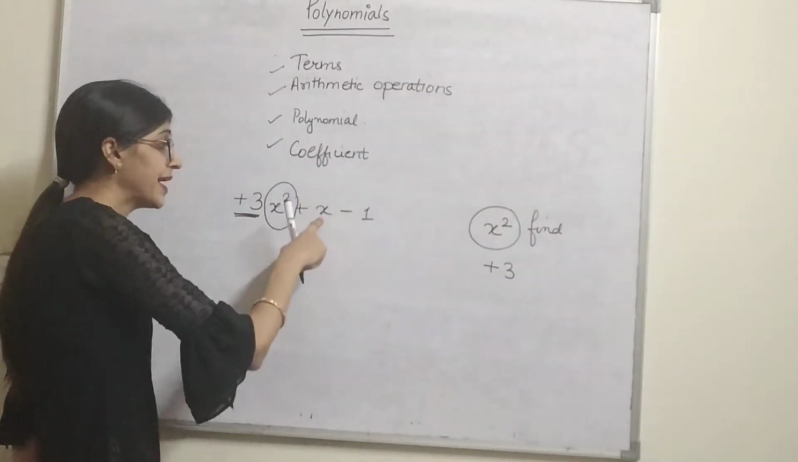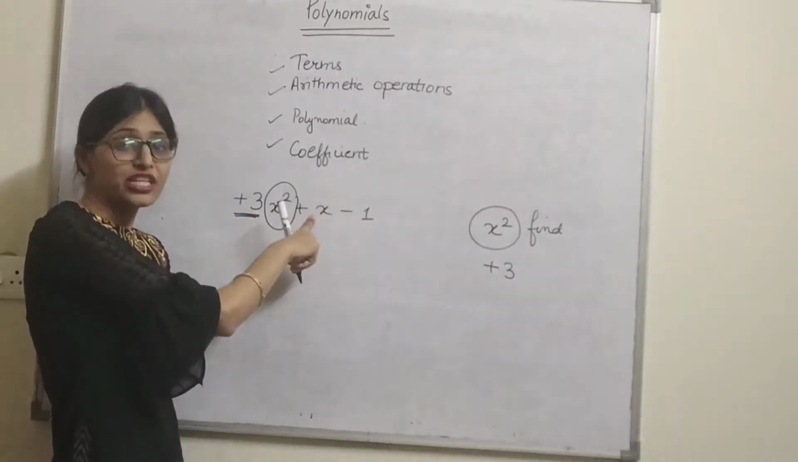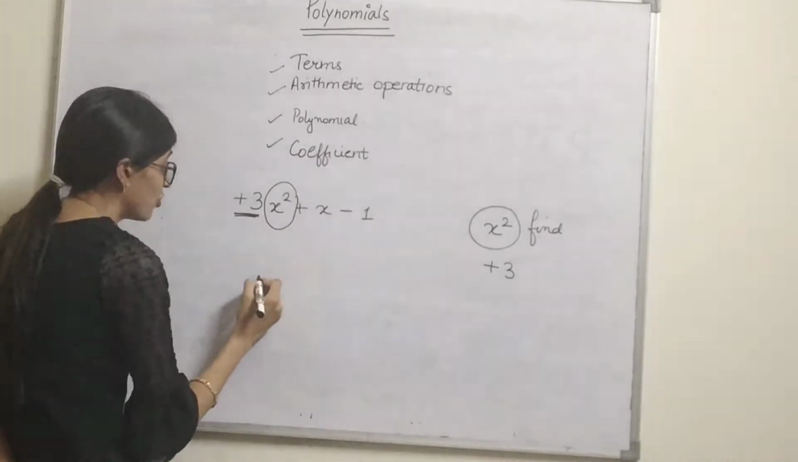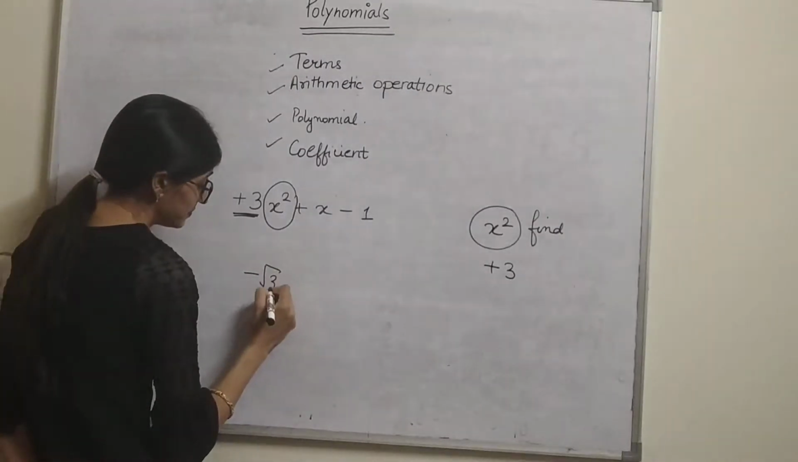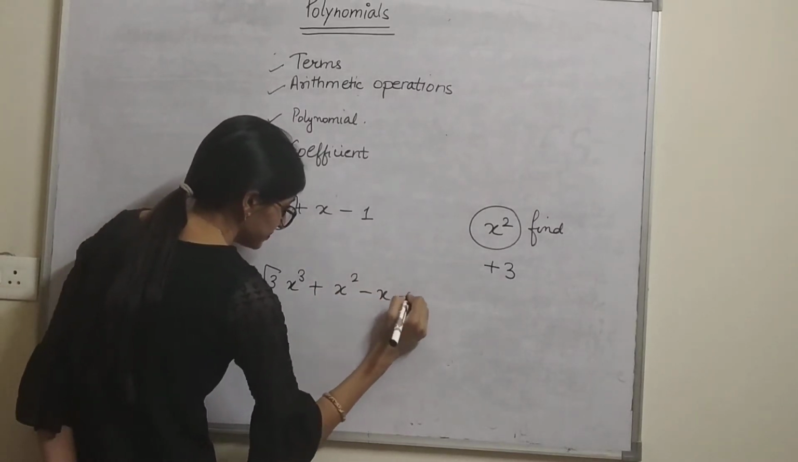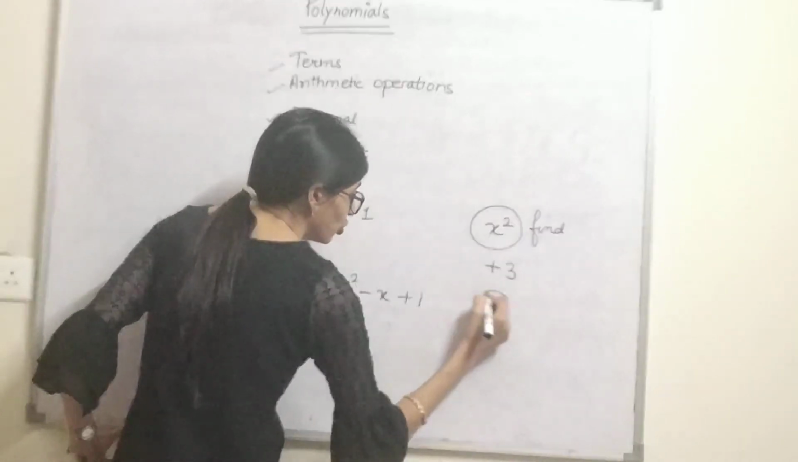Suppose I have to find out the coefficient of x. Here plus 1 is attached to x, so plus 1 is the coefficient of x. Suppose I have given a value, you have to find the coefficient of x cube.